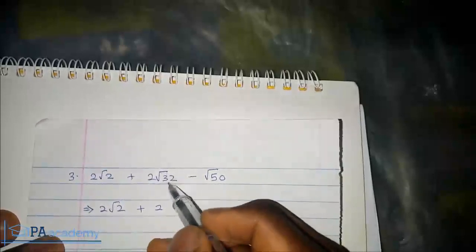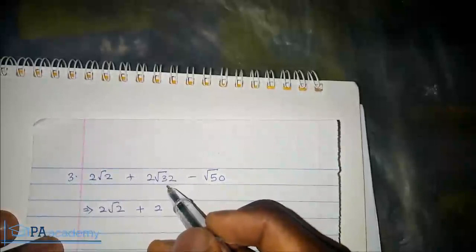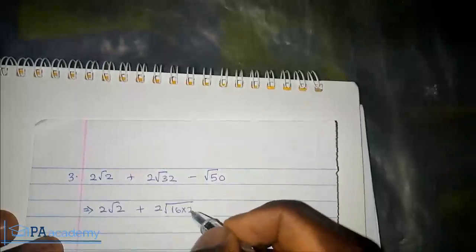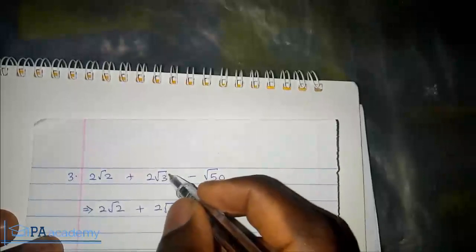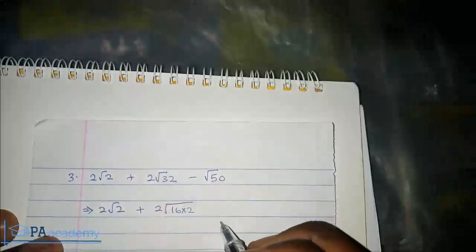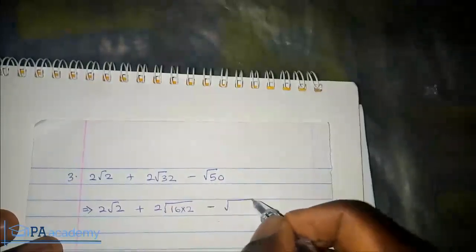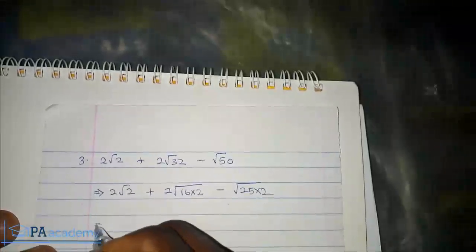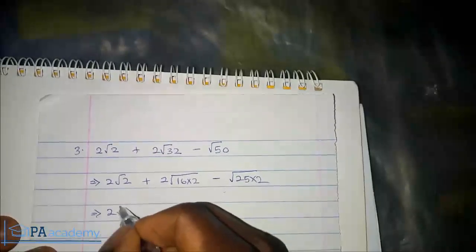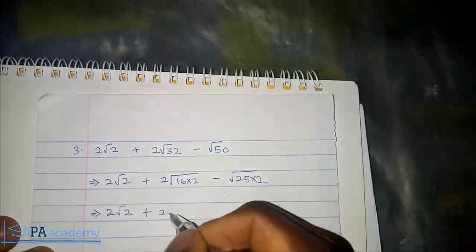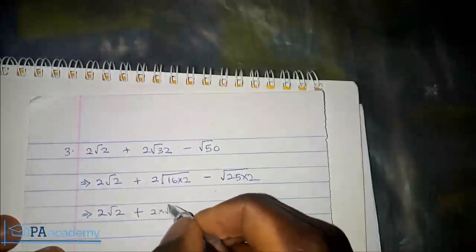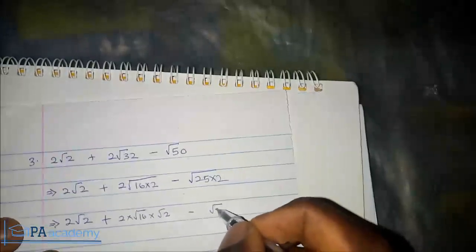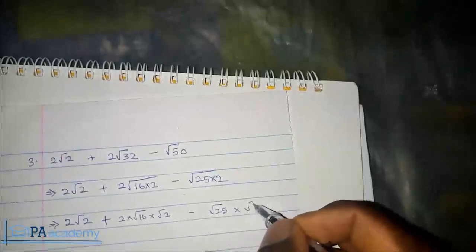Now if you look at this root 32, we can still simplify this as 2 root 16 times 2. So you can still simplify root 32 even though there is a 2 before the square root. So we have then minus square root of 25 times 2. 25 times 2 is 50. So let's continue. We have 2 root 2 plus 2 times root 16 times root 2 minus root 25 times root 2.